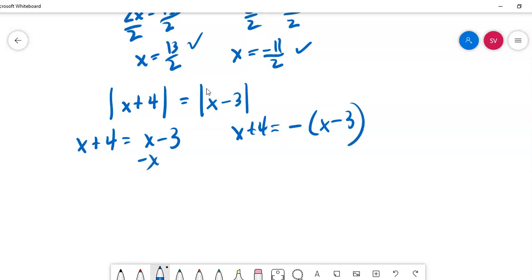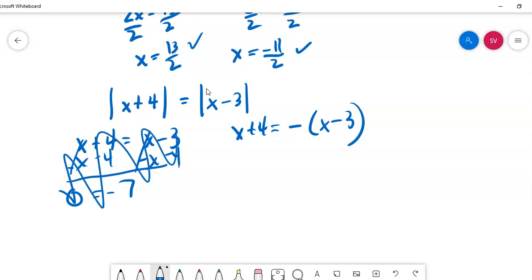So now I'll subtract by x on the left and right side. I get 0, minus 4 on each side. It's equal to minus 7. So this indicates that we're only probably going to have one solution and that's it. Sometimes that happens. So you have x plus 4 is equal to, distribute the minus sign to everything in parentheses.